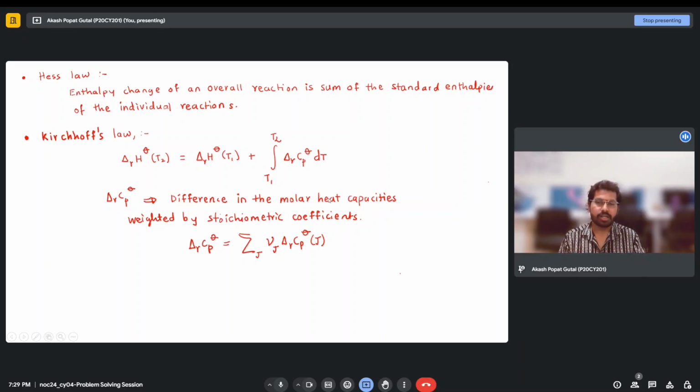And ΔrCp standard we define as the difference in the molar heat capacities weighted by stoichiometric coefficients. And we define this ΔrCp standard as shown in the equation.